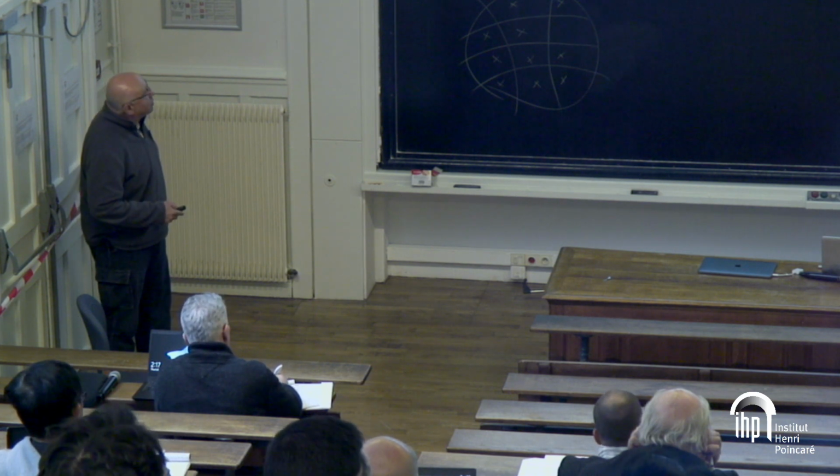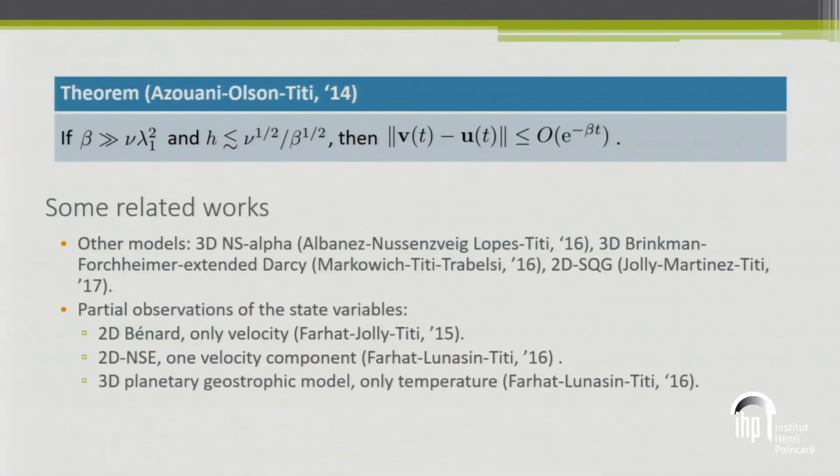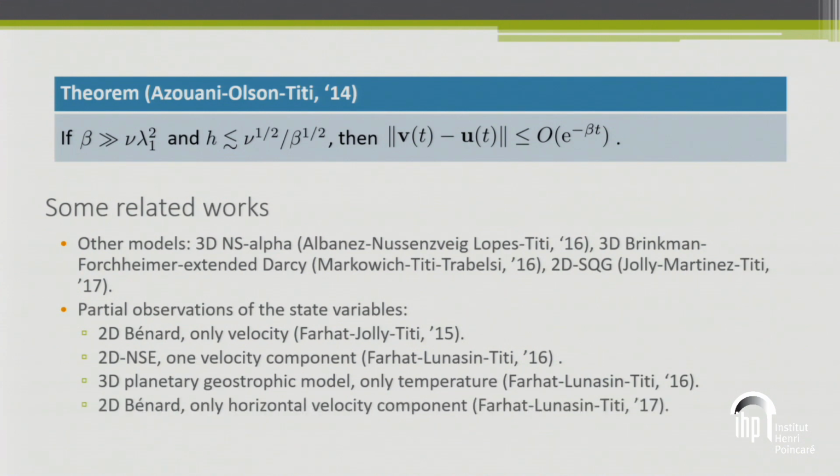Then in 2D Navier-Stokes, one component of the velocity is enough. This is a result with Laudancin and Farhat. And then in 3D planetary geostrophic, when I talk about larger scales, the temperature is sufficient. And this is basically what was mentioned by Michael Ghil. This is what we call the Charney conjecture, that measurement of the temperature is sufficient to determine all the state variables, namely the velocity as well as the temperature.